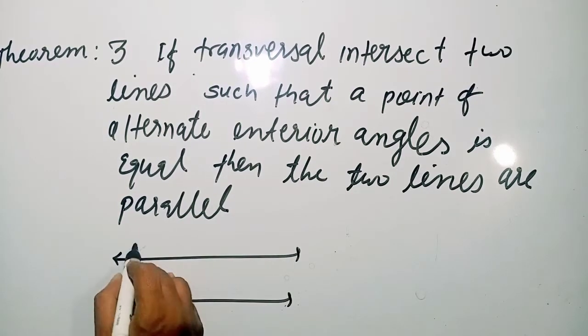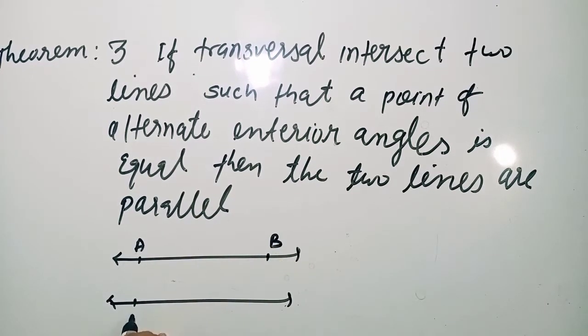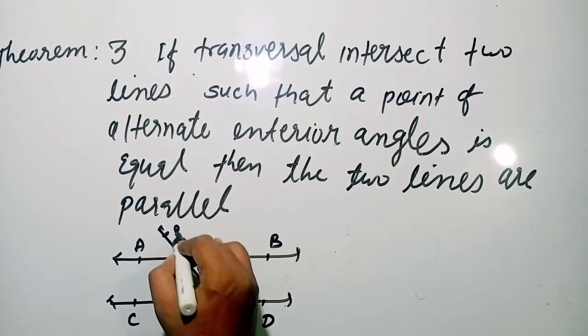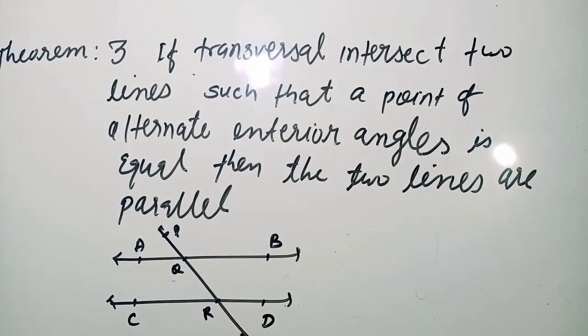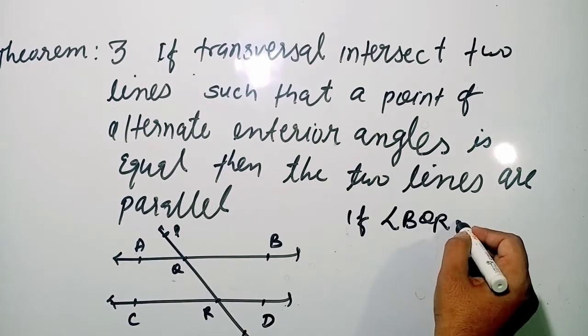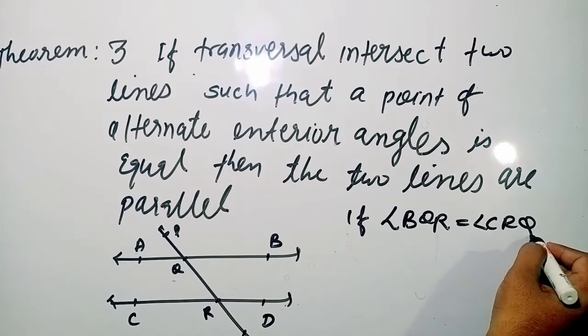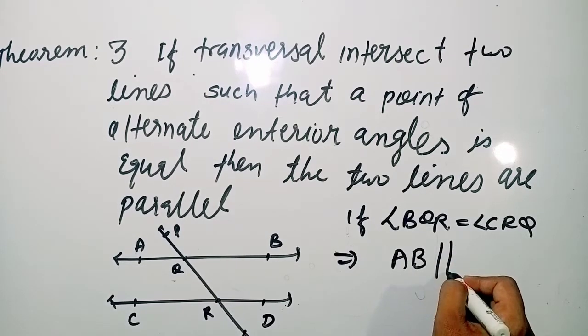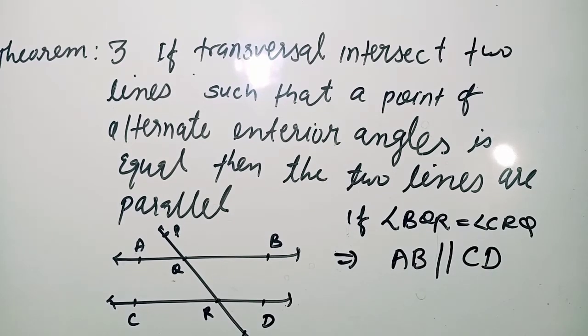Here are two lines AB and CD, and this time we have to consider interior angles that are equal. Which angles are equal? Angle BQR and angle CRQ are equal. So AB will be parallel to CD, right students? Is it clear? This theorem is the converse, meaning the opposite of theorem number 2.